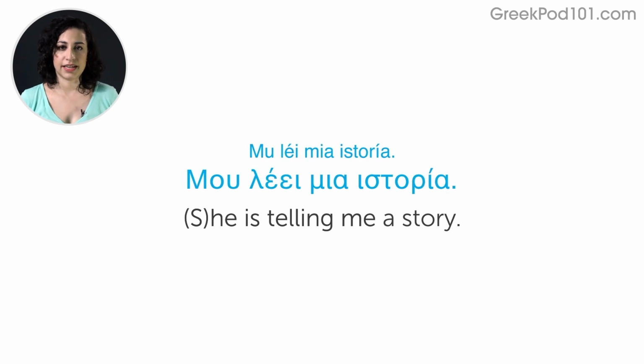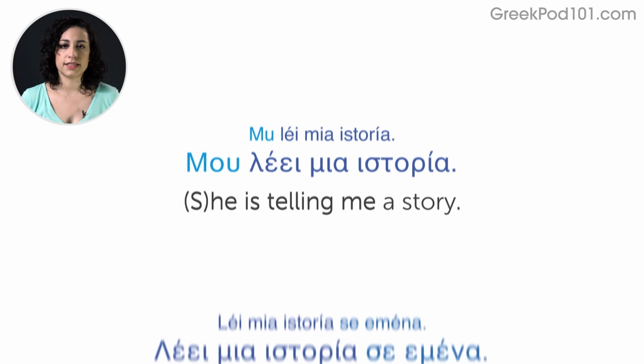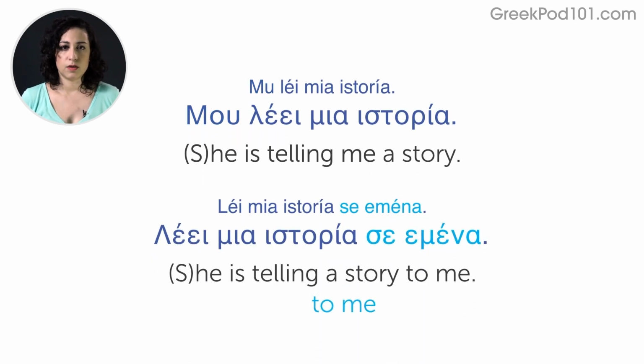Let's see an example. Μου λέει μια ιστορία. She is telling me a story. Here, μια ιστορία, a story, is the direct object in accusative answering to what, and μου is the indirect object in genitive answering to whom. Μου could also be replaced by the prepositional phrase σε εμένα, to me, without changing the meaning. Λέει μια ιστορία σε εμένα. She's telling a story to me.